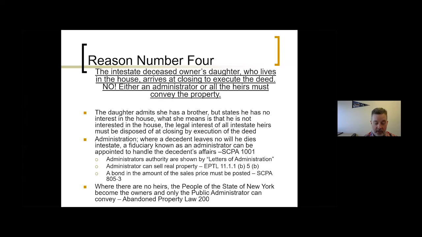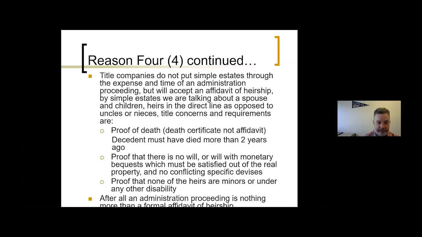In the case where there are no heirs, then the people of the state of New York become the owners, and only the public administrator can convey. That's pursuant to abandoned property law.